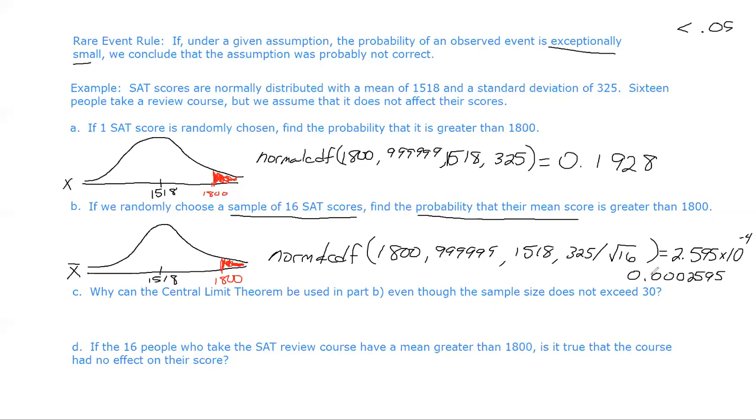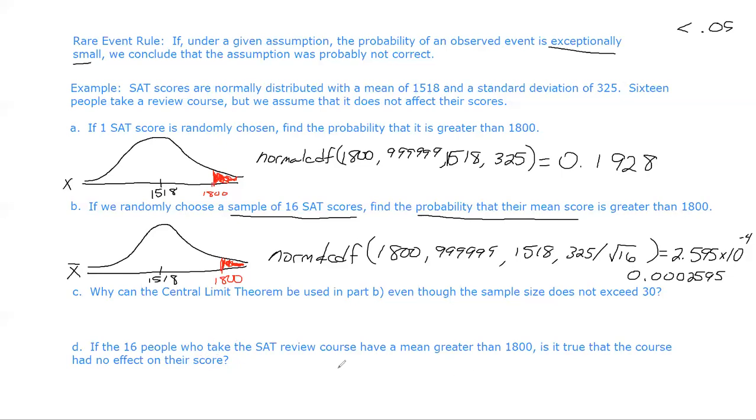So what the rare event rule says is the probability that we just happen to get 16 people by chance that had their score greater than 1800 is so small that if these 16 people who take the SAT review course do have a mean greater than 1800, it probably didn't happen by chance. Some outside influence affected their score, which means that review course helped them.